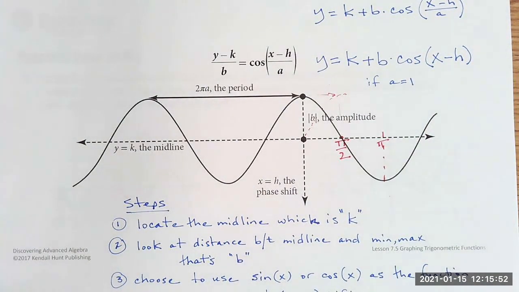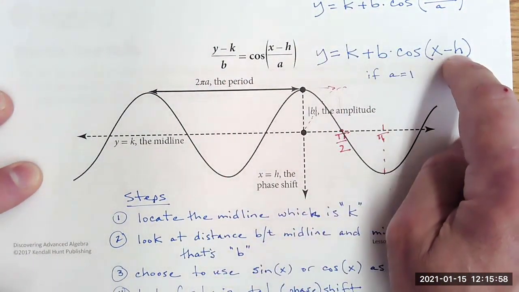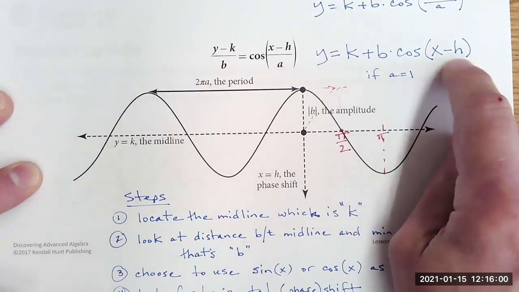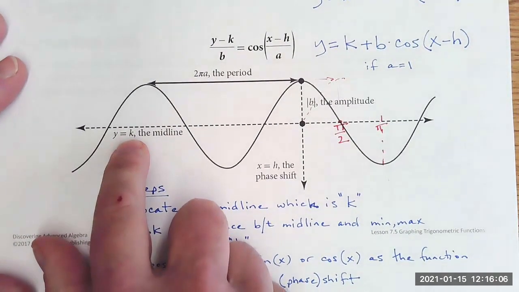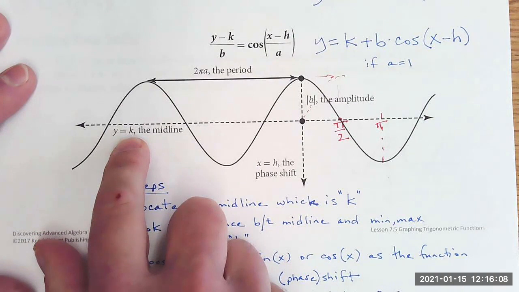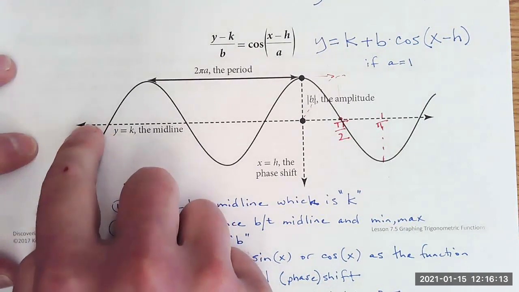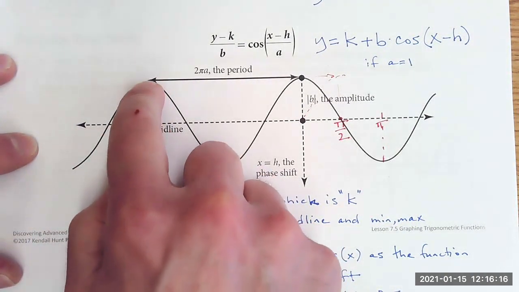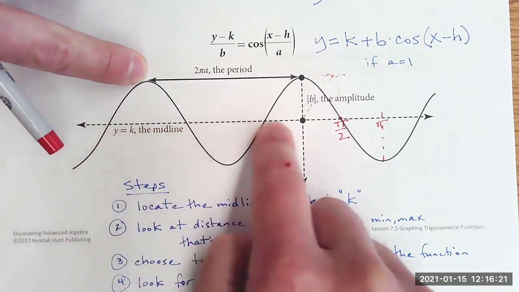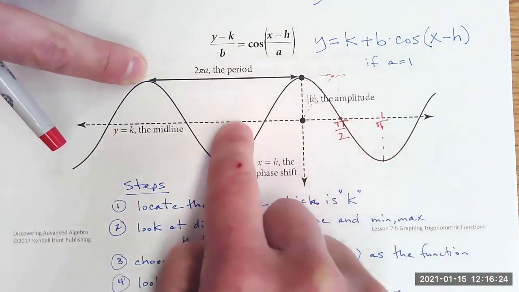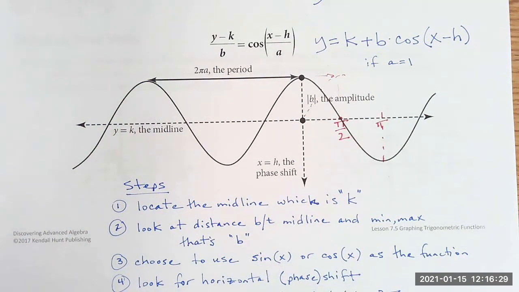Now, writing an equation for these. Again, I've translated this equation into this form. And then if a is 1, it's written like this. You should already know the parts. K is the midline. K represents the vertical shift. The midline is the first thing you should look for. The midline is the halfway distance between the maximum and the minimum, defined as y equals some constant. Now in a parent function, that's going to be the x-axis or 0.